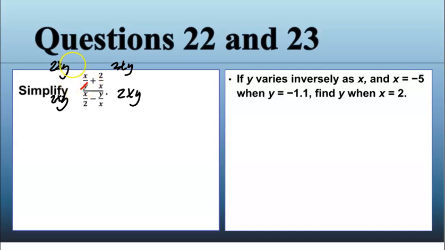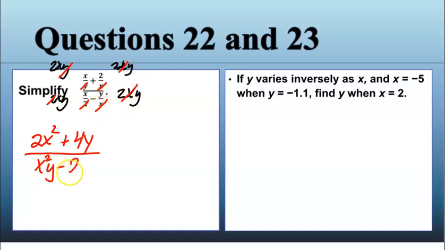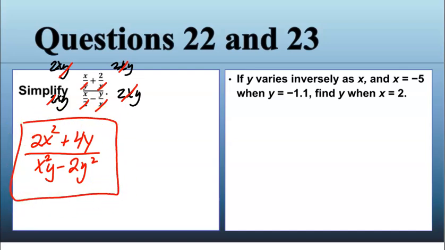So here I can divide a y out. That leaves me with 2x squared. Over here, an x divides out, and I'm left with 4y. The 2's divide out, and I'm left with x squared y. Here the x's divide out, minus 2y squared. Now if I look at all four parts, there's nothing in common, so this would be my simplified answer.